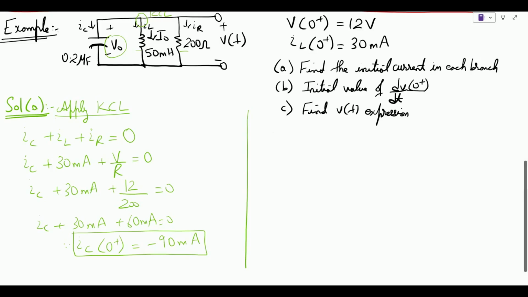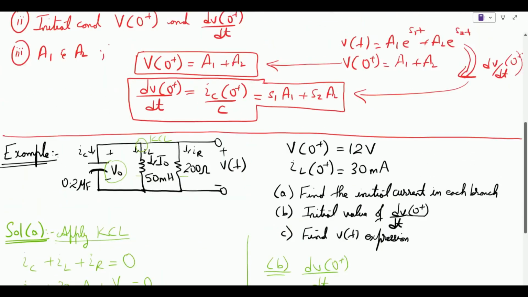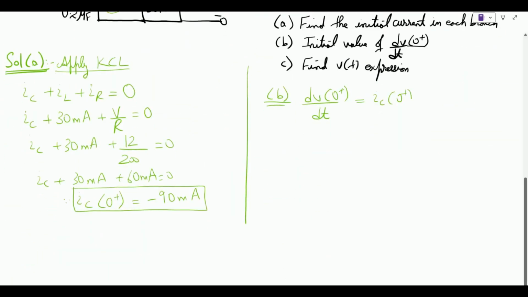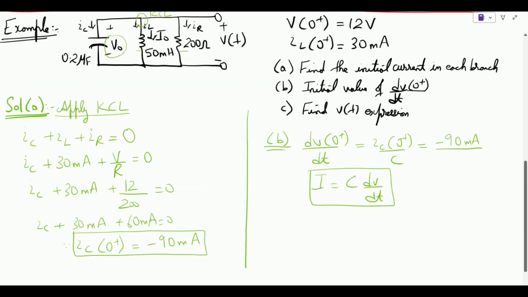In the second part, we need to find the initial rate of change of voltage, dV(0+)/dt, and we know from our steps that dV by dt can also be written as IC(0+) divided by C. This equation is basically the equation of the current through the capacitor, where we have just shifted I and C algebraically to the right hand side. We have already figured out the initial current through the capacitor, which is minus 90 milliamps, and the capacitance value in this case is 0.2 microfarad, which is 10 raised to power minus 6 farad. So it comes out to be minus 450 kilovolts per second. So this is the initial rate of change of voltage in this circuit.